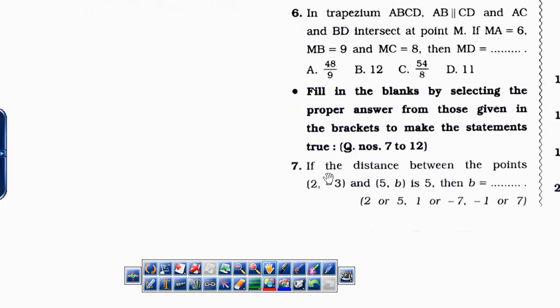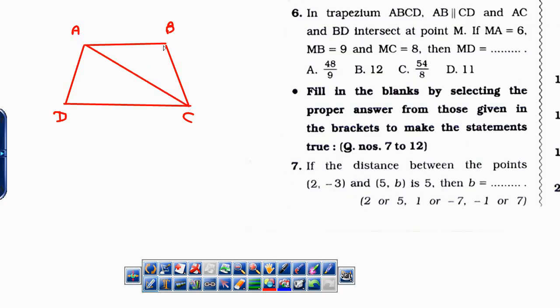Sixth, in a trapezium ABCD, AB is parallel to CD. Any geometry sum without a figure is always a risk. Therefore we will draw the figure. A, B, C, D. AB parallel to CD and AC, BD intersect at point M.